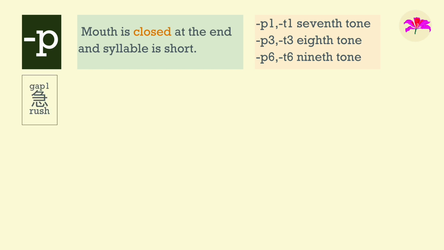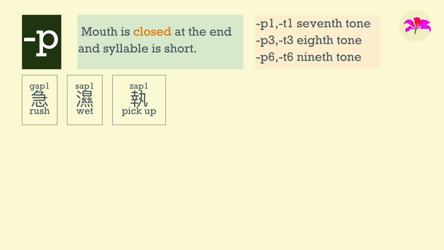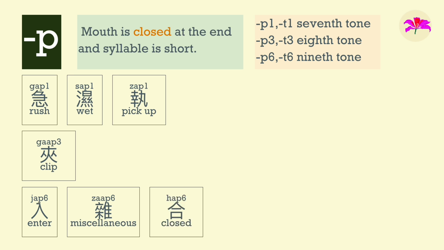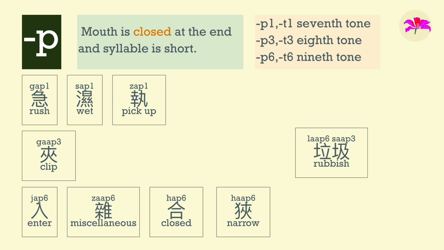In the 7th tone, 急 rush. 濕 wet. 執 pick up. In the 8th tone, 夾 clip. In the 9th tone, 入 enter. 雜 miscellaneous. 合 closed. 狹 narrow. And the vocabulary in different tones. 垃圾 rubbish.